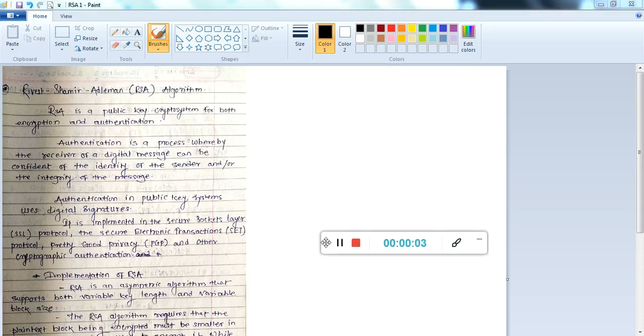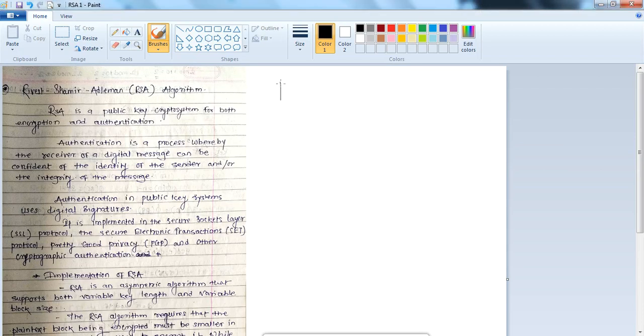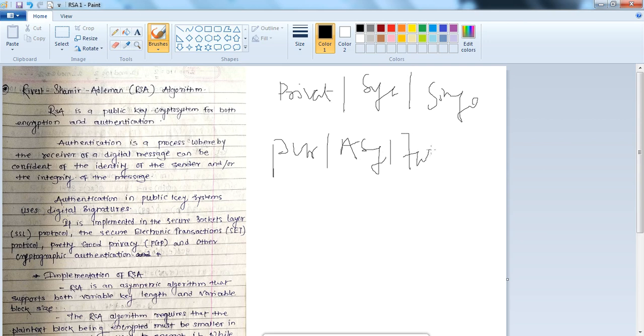Hello everyone. Now we will understand the RSA algorithm. That one is the Rivest-Shamir-Adleman algorithm. This is actually a public key cryptographic algorithm. We already know about the public key and private key, or we can say that a private key is also called a symmetric key or a single key, right? And public key cryptography is also called asymmetric or two-key cryptography.